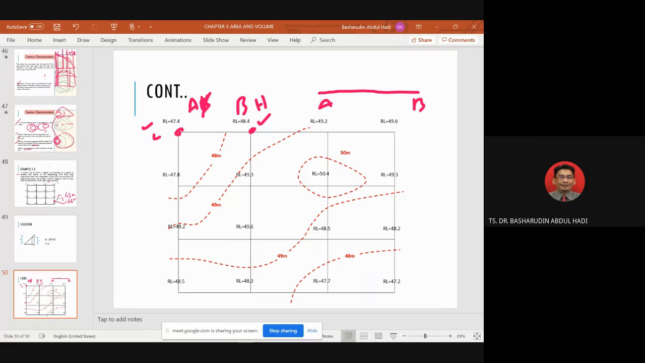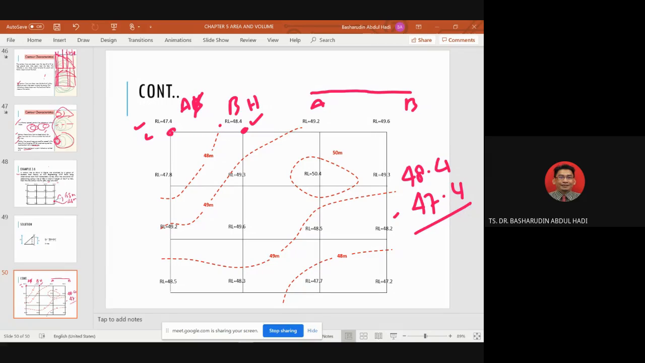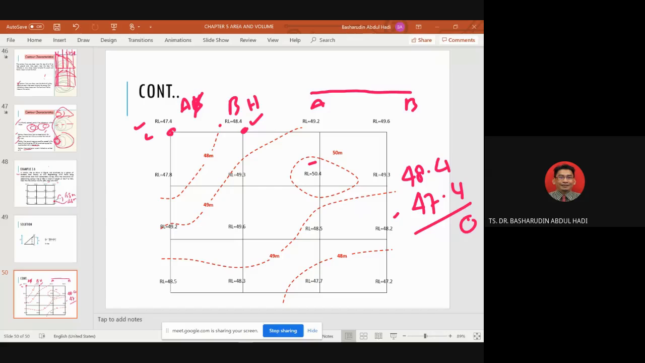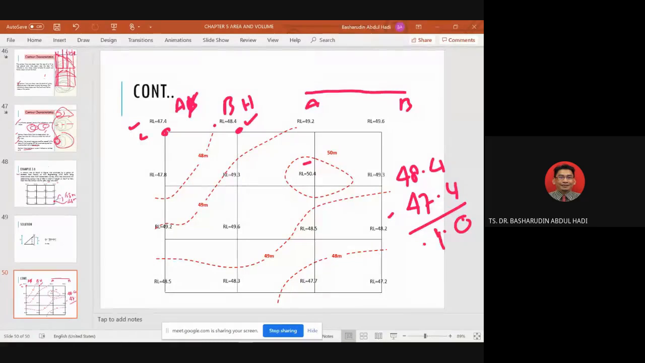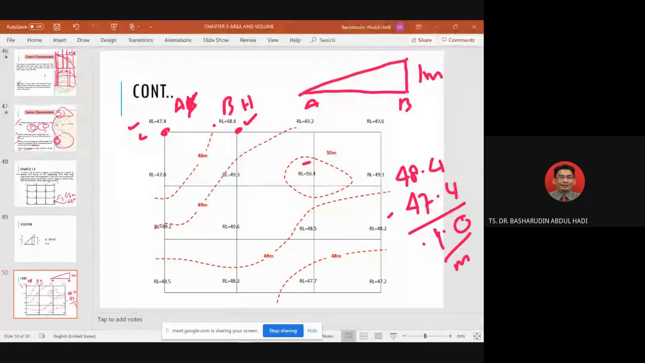Okay, so from this we know that 48.4 is the value. We subtract 47.4. 4 subtract 4 is equal to 0, this one dot. 8 minus 7 equal to 1. This also dot. That means point B is higher than point A by 1 meter. This one, 1 meter. So we draw like this. Okay, we draw like this.